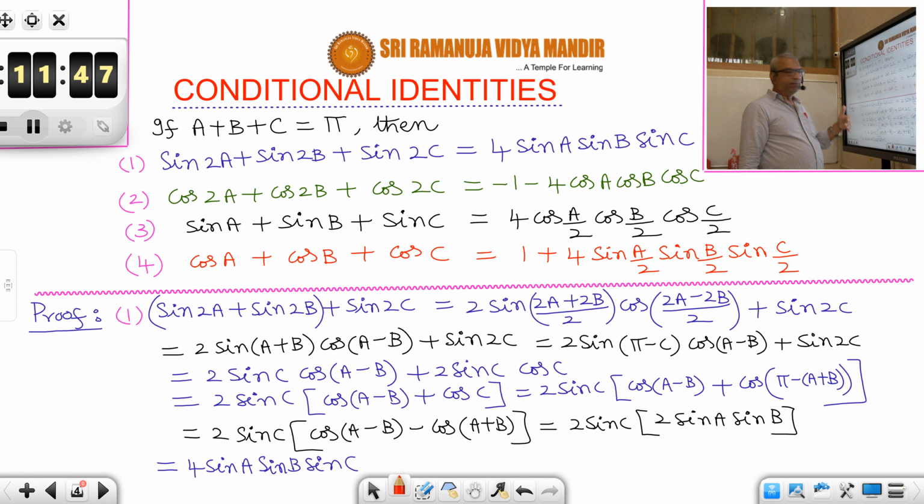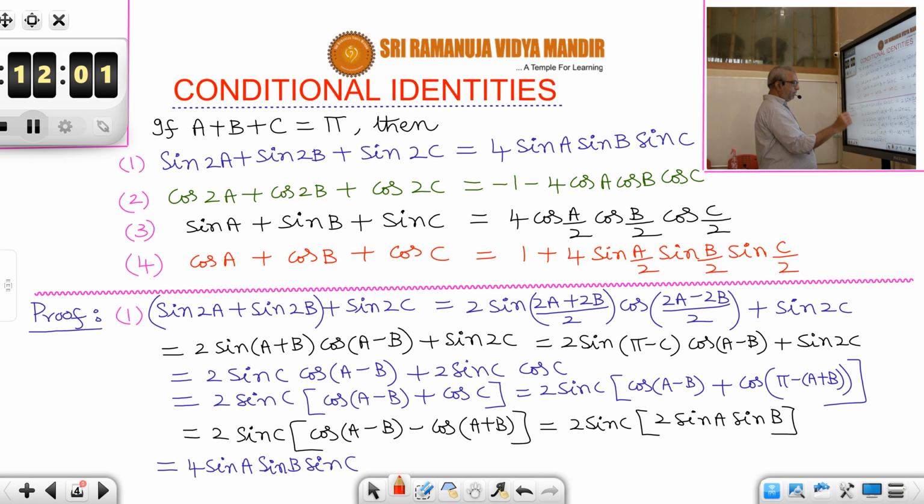Of course, we are going to prove them also. First one, let us prove. What is the left hand side? sin 2A plus sin 2B plus sin 2C. In that, I will combine the first 2 terms and apply the transformation sin C plus sin D. So 2 sin (2A plus 2B)/2 cos (2A minus 2B)/2.